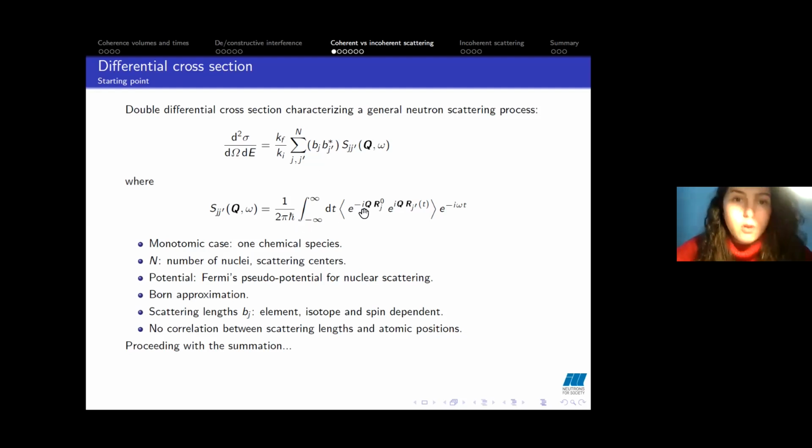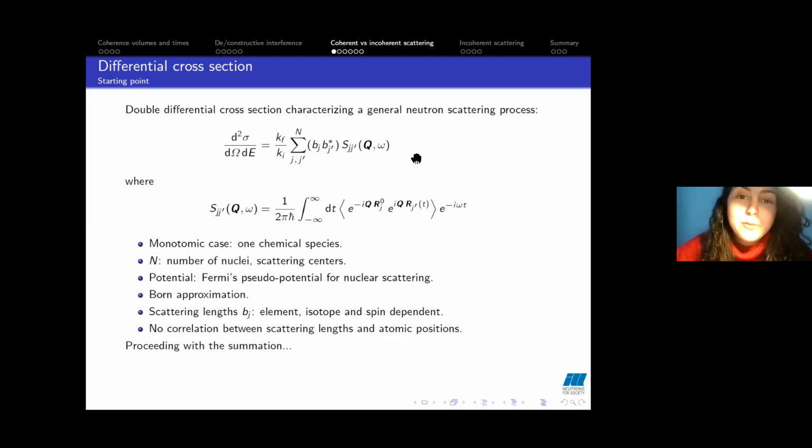And we're also in the situation where there's no correlation between the scattering lengths and the atomic positions. So with that in mind, what we're going to do is play a little bit with this formula right here. We're going to separate the first sum into two terms. In the first one, we're only considering the cases where J and J prime are different. And in the second sum, we would have those terms that we have ignored, which are the ones where J and J prime are the same.